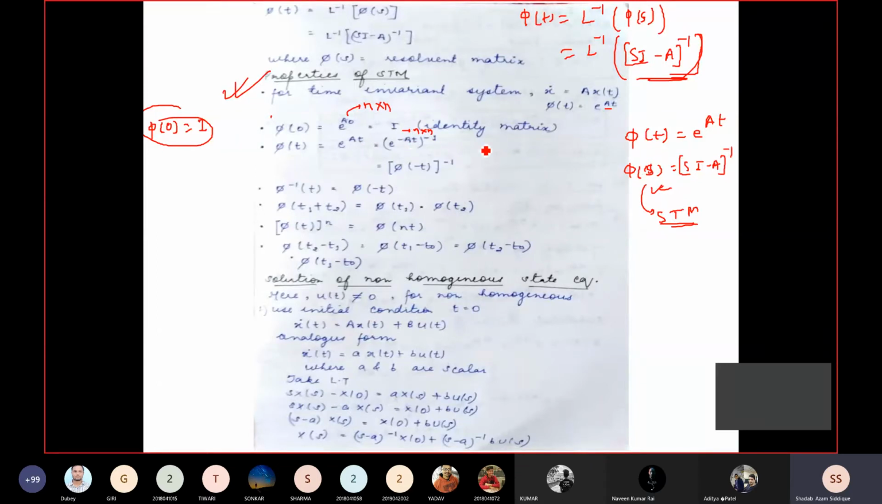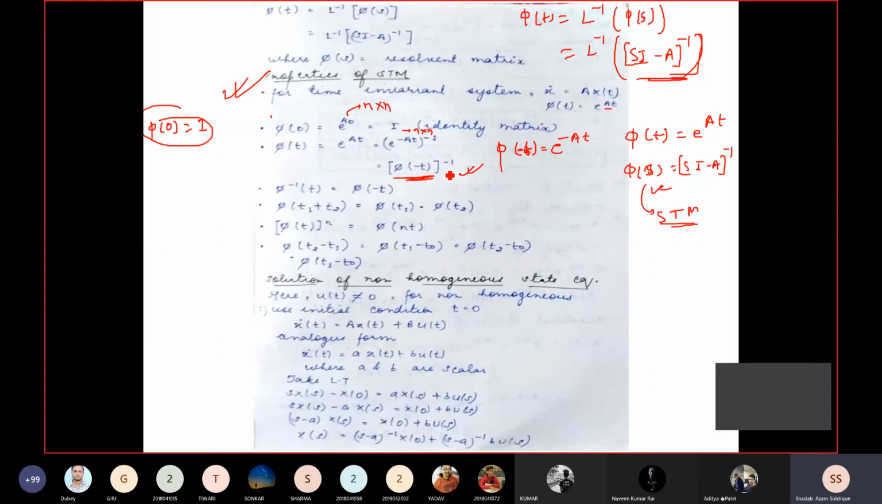So now what will happen with phi of minus t? We have phi of t is equal to e to the power At. If instead of t we take minus t, phi of minus t is equal to e to the power minus At. So see here, we can write e to the power At as e to the power minus At to the power minus 1, which gives the same value e to the power At. So we write e to the power minus At as phi of minus t, and e to the power At is phi of minus t to the power minus 1. That means in terms of phi of minus t, you should take the inverse of that. So phi of t is written as the inverse of phi of minus t. Okay, this is one property.